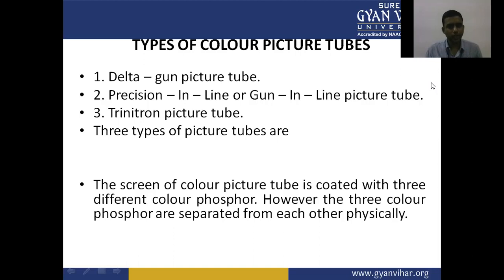The screen of a color picture tube is coated with three different color phosphors. However, the three color phosphors are separated from each other physically.